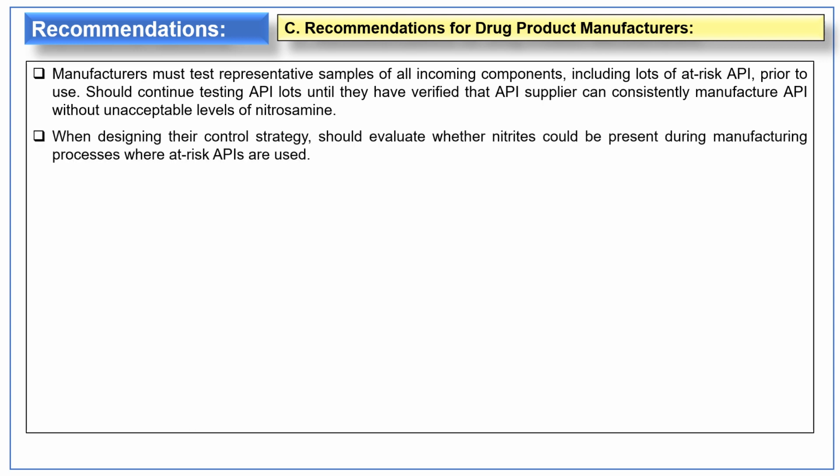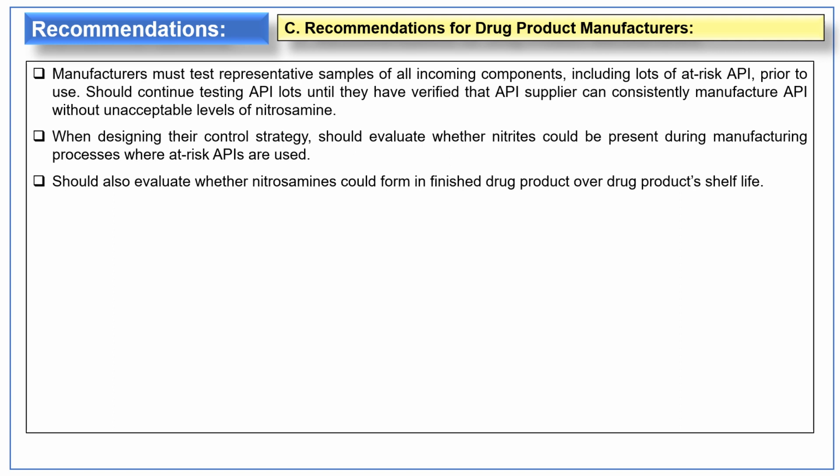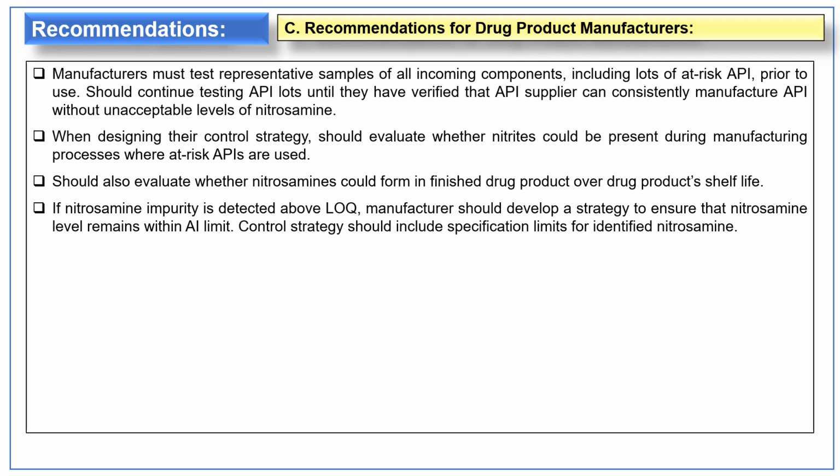When designing the control strategy, they should evaluate whether nitrites could be present during the manufacturing process where at-risk APIs are used. They should also evaluate whether nitrosamine could be formed in the finished product over the product's shelf life. If nitrosamine impurity is detected above LOQ, they should develop a strategy to control the level within the AI limit, which should include the specification limits as well.